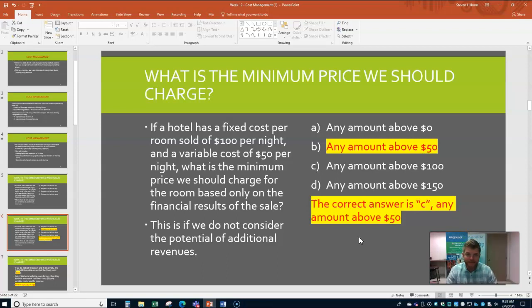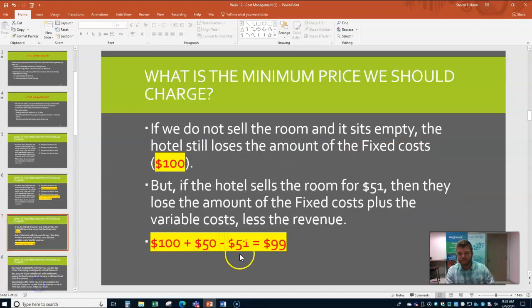And why is that? So, like we said before, fixed cost means that we have to pay it regardless if the room sits empty or not. So we are always going to lose $100 if a room sits empty. The variable cost is $50. So as long as we cover our variable cost plus a little bit more, right?